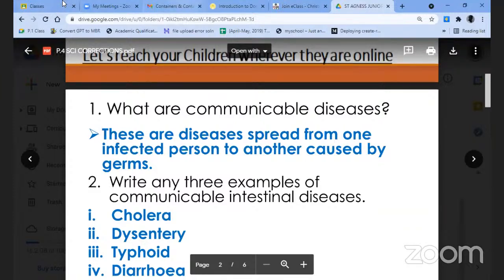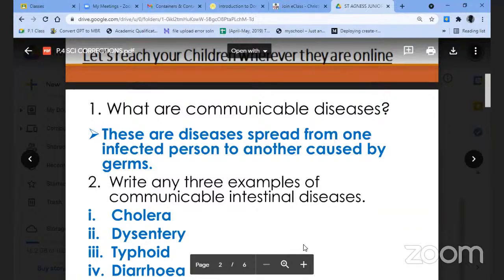Here they are saying communicable intestinal diseases. Communicable intestinal diseases are diseases that are spread from one person to another and affect the intestine. So you are not just supposed to give examples. You are supposed to be very, very careful as you are giving those examples. So one, we have cholera that we are seeing on our screen.